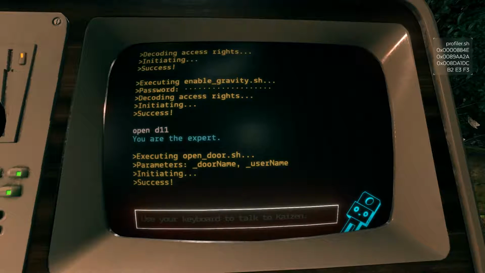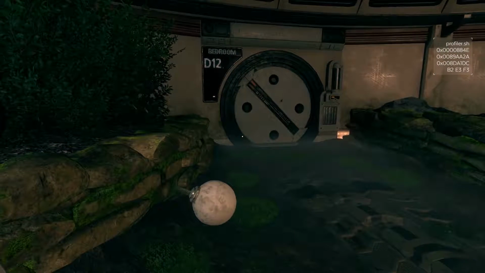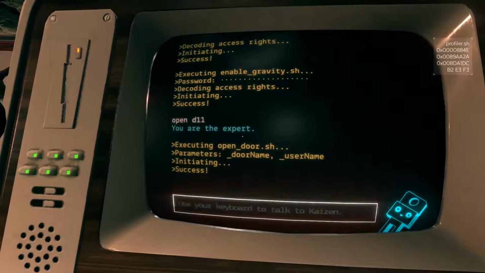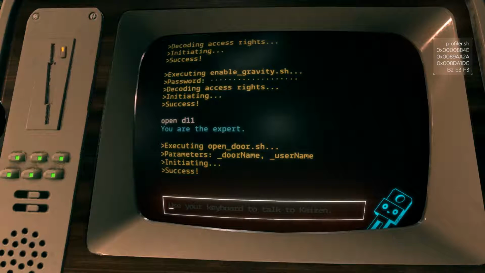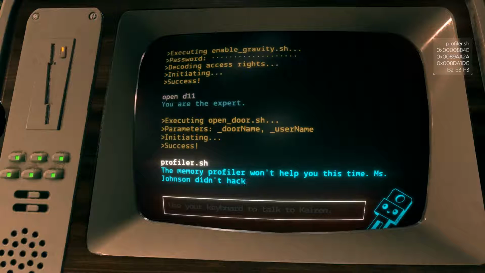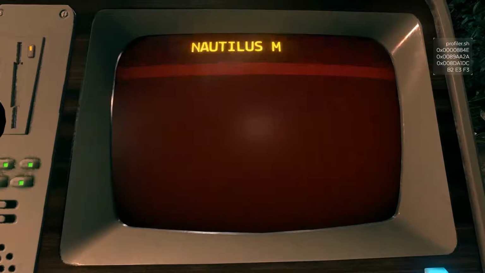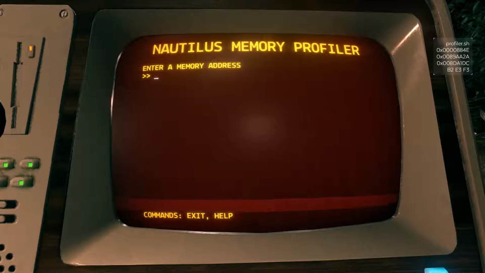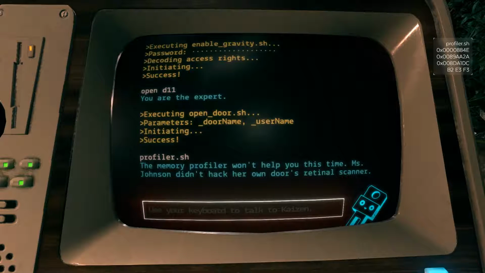Now, it was saying to me that the other door had been hacked, which is the reason it had worked. But this one, he was saying that that might not work. But you know what? I'll try it anyway. Alright. So he's pretty much telling me that's not how that works. How do I get in?